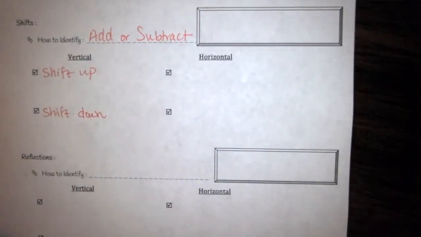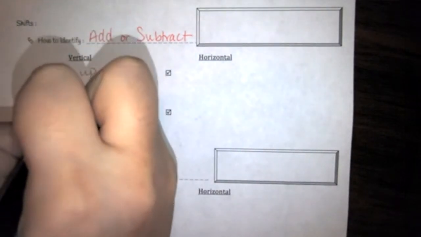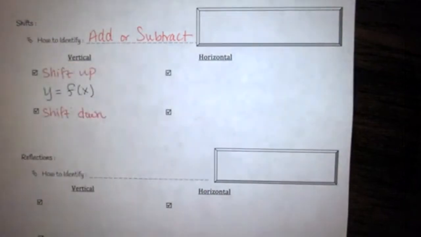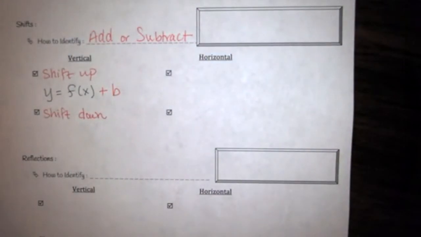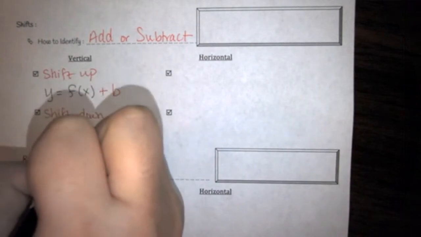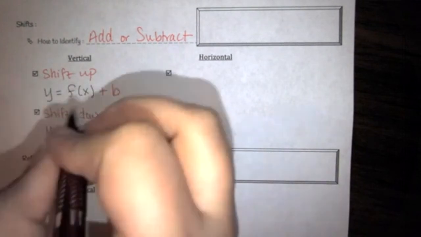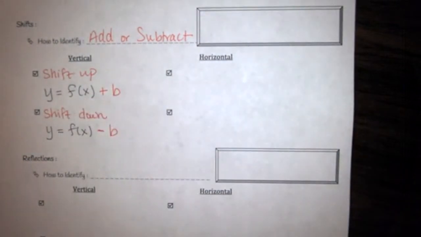In order to shift up, I'm going to take my equation, so y equals whatever my function is, and then I'm going to add a value to it. The plus b part means we're shifting up. Shift down says I'm going to take that same equation, and in this case I'm going to subtract some constant from it. Okay.